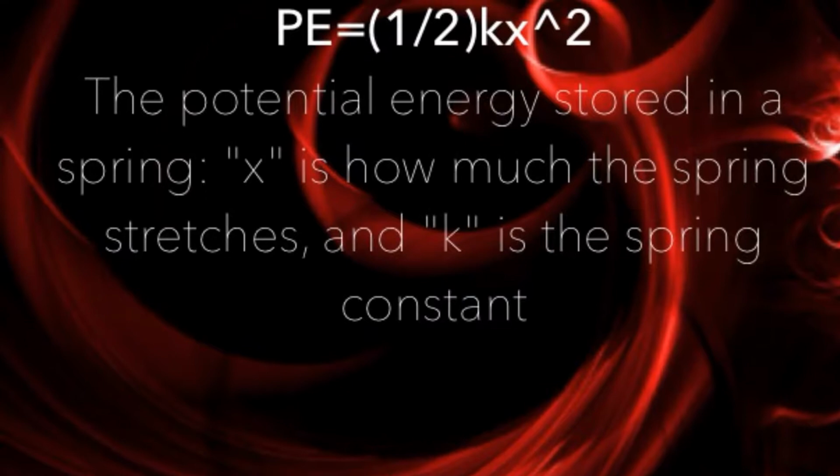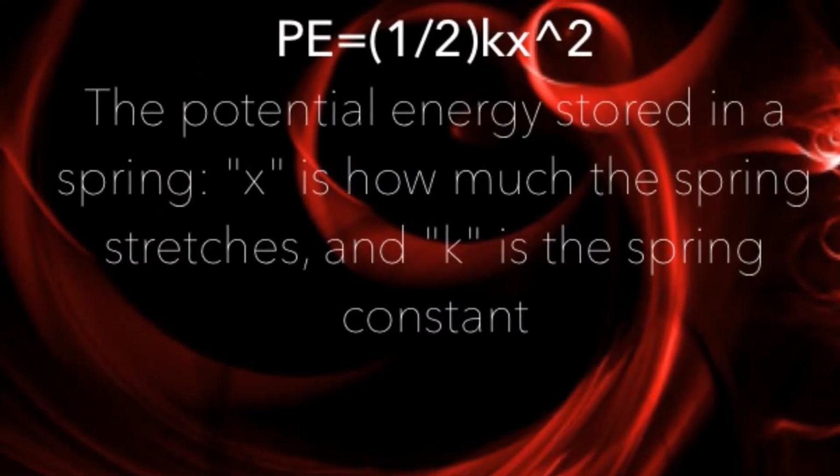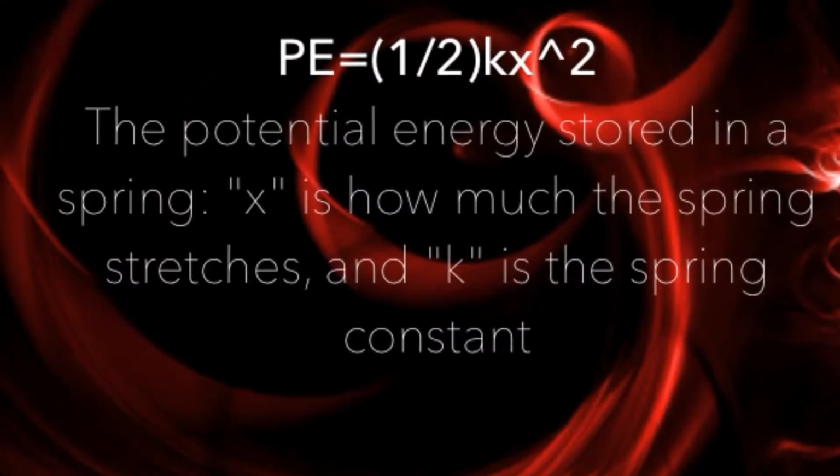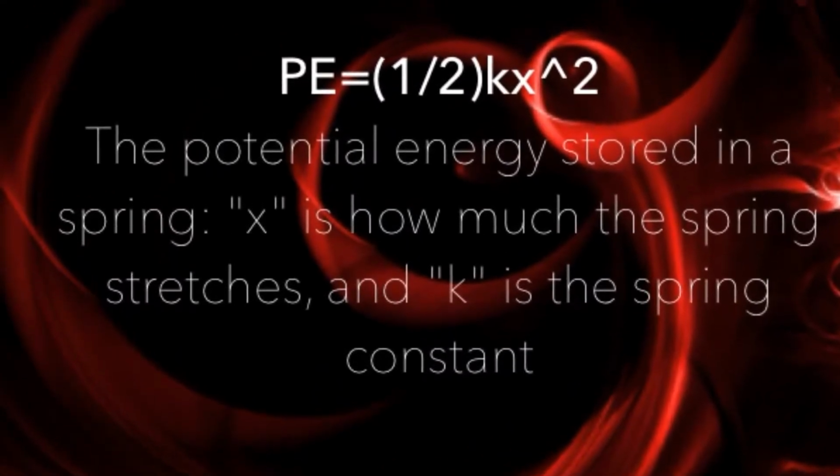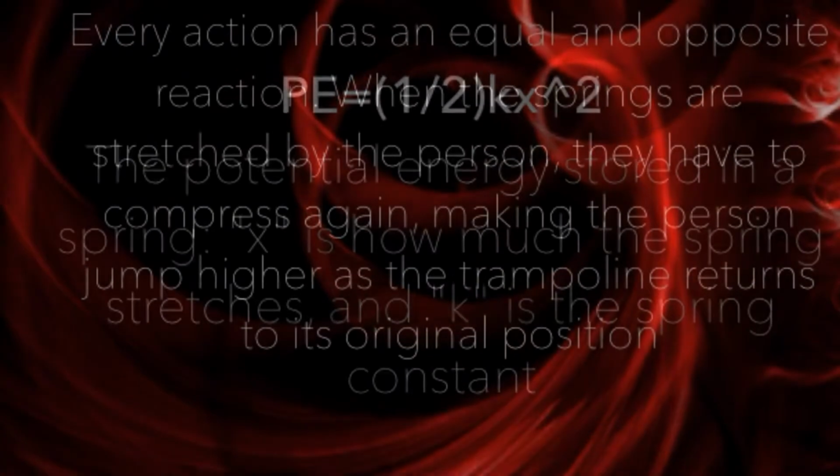The way to find the potential energy stored in a spring is PE equals 1/2 times kx squared, where x is how much the spring stretches and k is the spring constant.